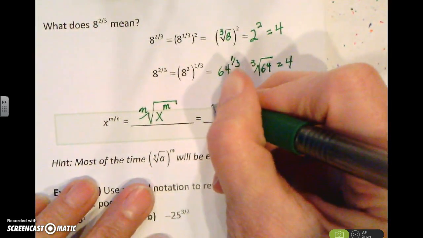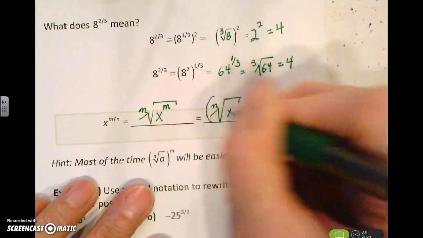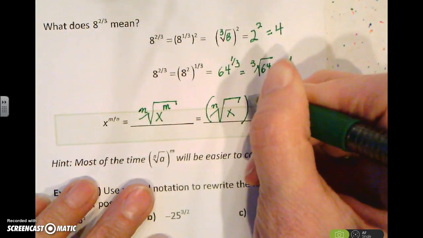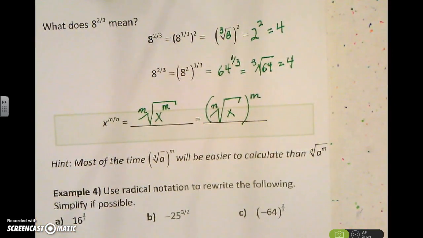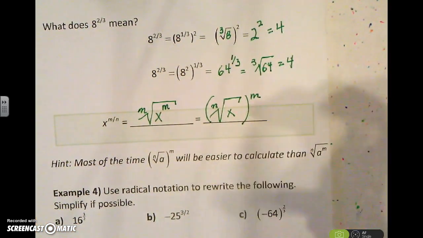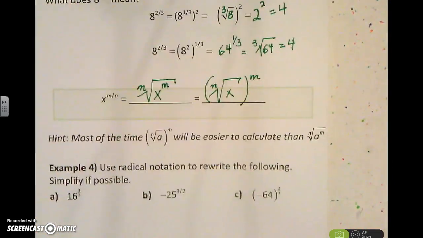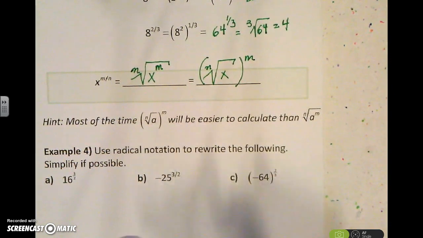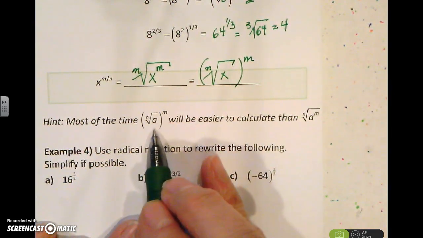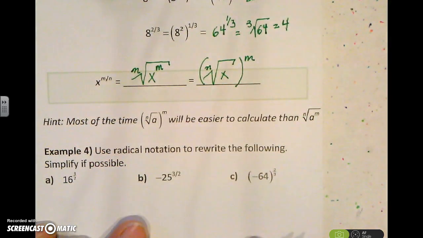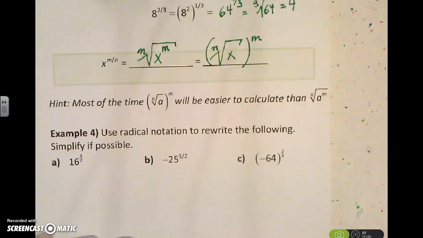We could also do the nth root of x, and then take this whole thing and raise it to the m power. So either way, we're going to get the same answer. You can see that's kind of the two things that we did there. So hint, most of the time, the second one, the nth root of a, figure it out first and then raise it to the m power will be easier to calculate than the nth root of a to the m.